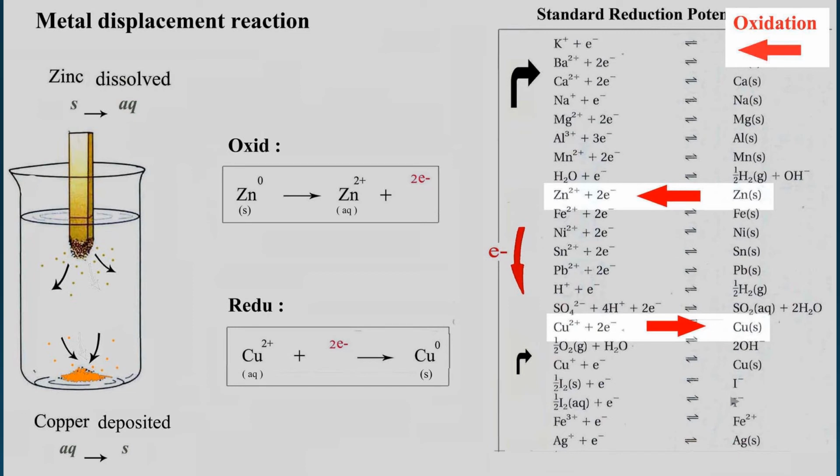From the oxidation point of view, oxidation is when the atom gives electrons. From the reduction point of view, reduction gains electrons.